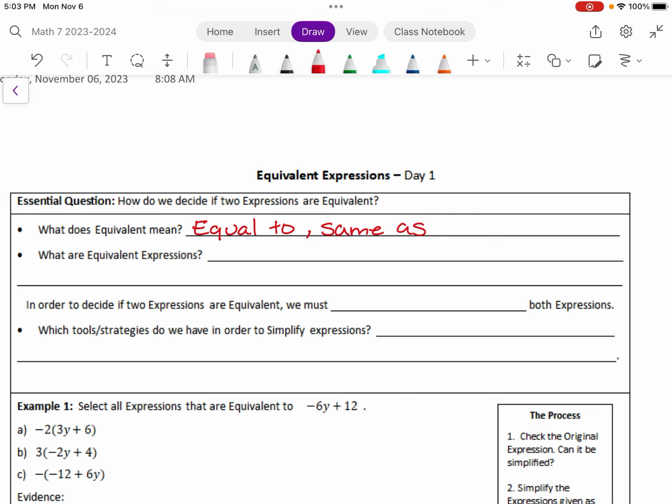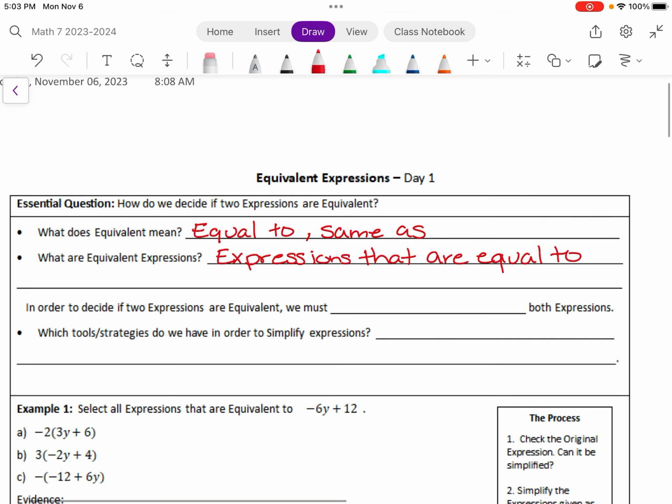What are equivalent expressions? So equivalent expressions are expressions that are equal to each other. Okay. So in order to decide if two expressions are equivalent, we must simplify them both. Simplify them both. Okay.